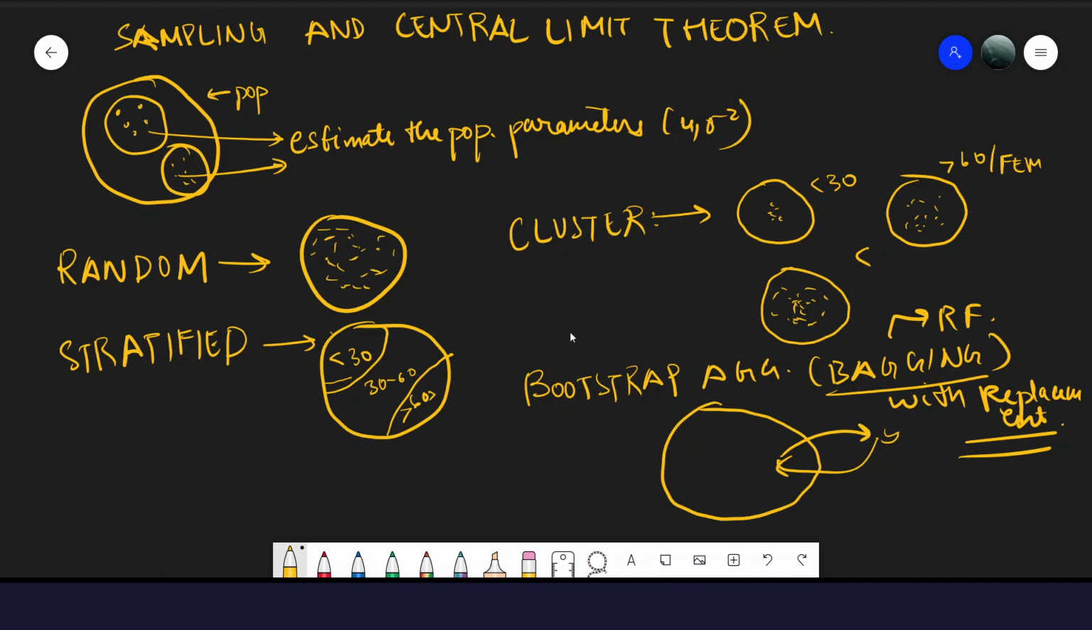Now, this is what sampling is all about. There are lots of other sampling techniques, but I'll stop right here because these are some of the most important ones that are used in real life. For all practical purposes, you should be good if you know these four. So now let's understand what the central limit theorem is.